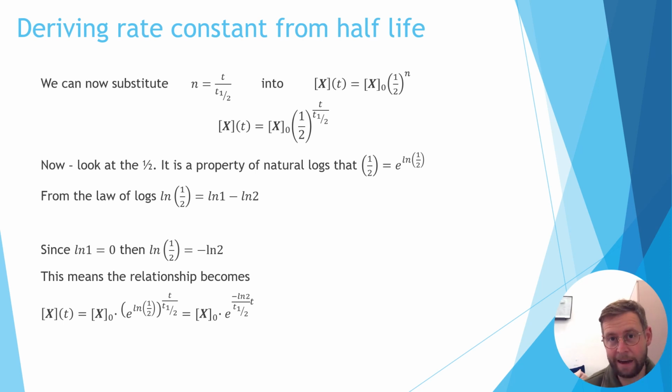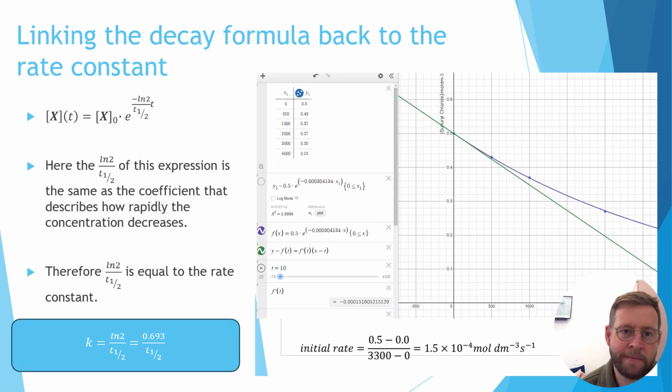You might be asking, why would we want to do this? Because if we look at that minus ln2 over t1/2, the factor by which t is multiplied by before it is put in this formula, that is the part of the expression that describes how rapidly the concentration is decreasing. And that basically means if it's describing how rapidly it's decreasing, it's describing the rate.